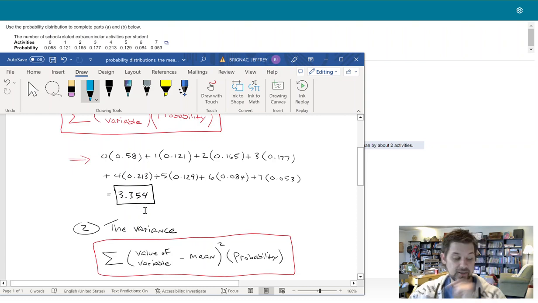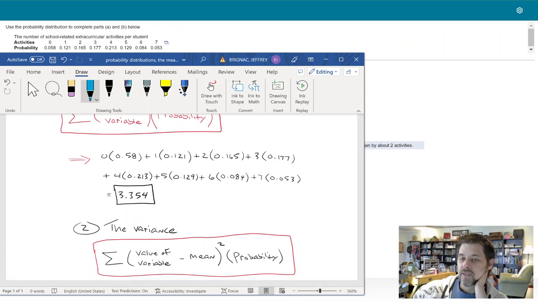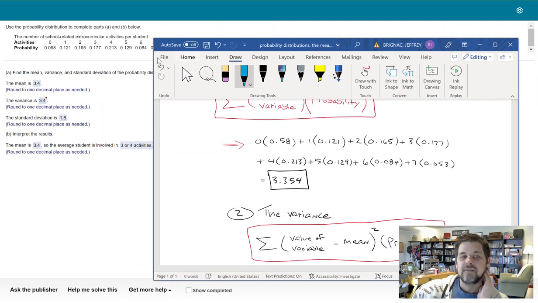What I end up getting is 3.354. When I did this, I just used my handheld calculator with whatever you see written right there. I noticed it said round to 1 decimal place, so 3.354 is going to be 3.4.